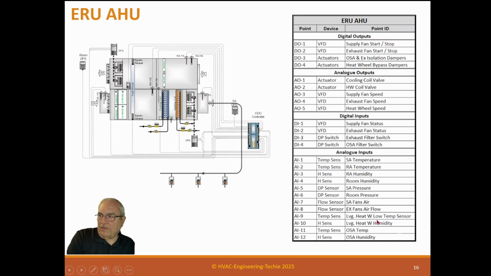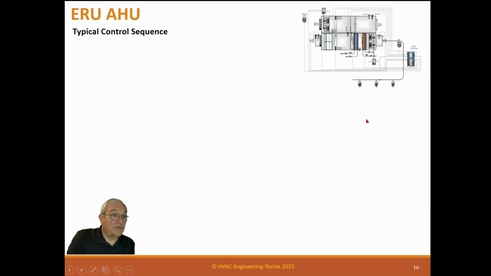9 is the leaving heat wheel temperature sensor, and 10 is the leaving heat wheel humidity, which is right here, which we're going to use in the sequences. And then outside air temperature and outside humidity, which are here. These might come in from a global point, but sometimes we'll put them right here in the link for accuracy, because these do need to be calibrated often, and if they're at a weather station, that's more difficult to do. And that's the point list. Now, they can have many more points, but these are the points we actually need to operate the system.